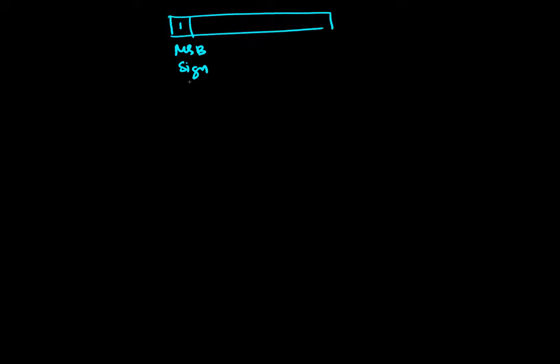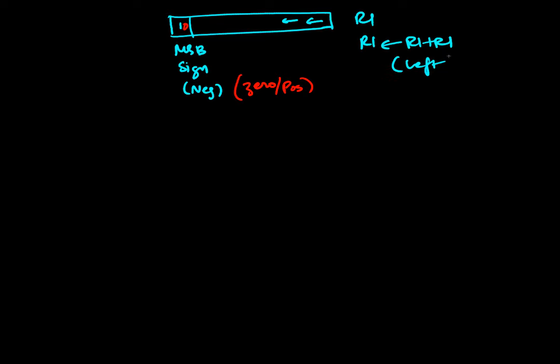If it's a 1, then this must be a negative number. And if it's a 0, then it means that it's 0 or a positive number. And we've used this logic where we're going to keep looking at that most significant bit. And as we process this, we're going to be left shifting all the bits. If this was in register R1, we said R1 assigned the value R1 plus R1, which will essentially left shift it. And then we re-ask the same question and we repeat this. So the algorithm for doing this was something we've already discussed in a previous video.